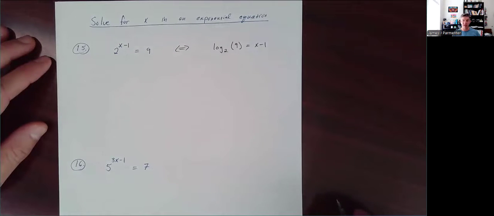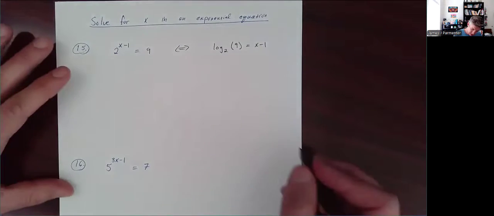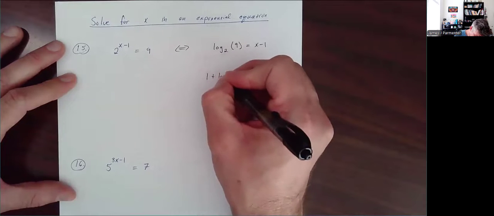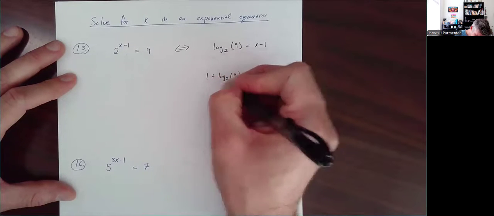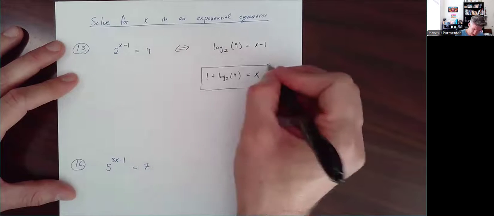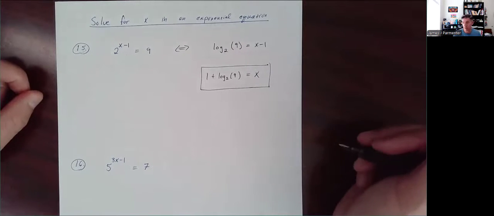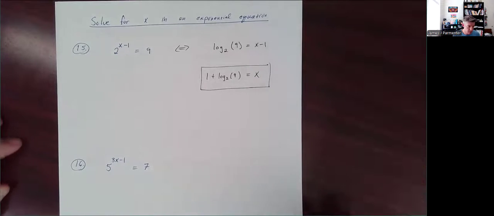And then isolating x is really easy. We're just going to add 1 to both sides. So we're going to get that x is equal to 1 plus log base 2 of 9. And there's really nothing more you can do to simplify this. Not without using a change of base formula, which we're not really talking about just yet.